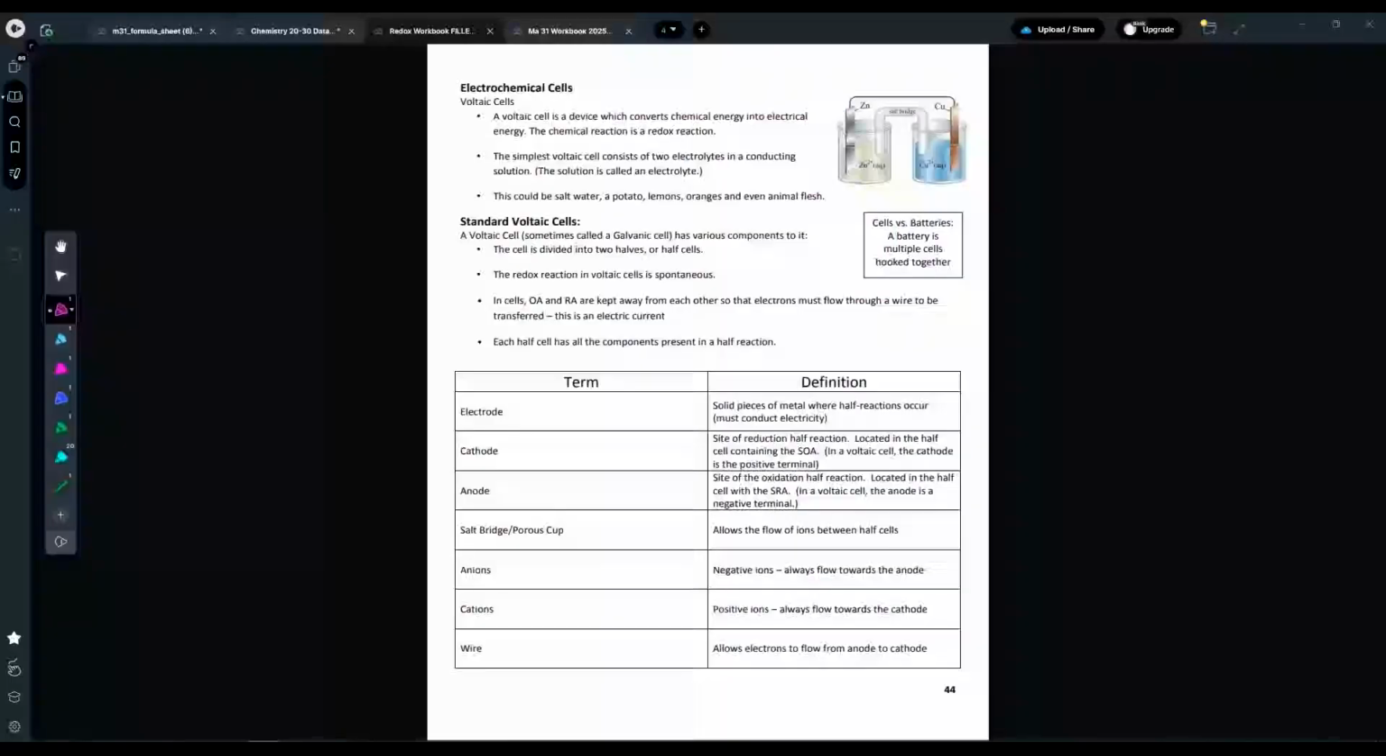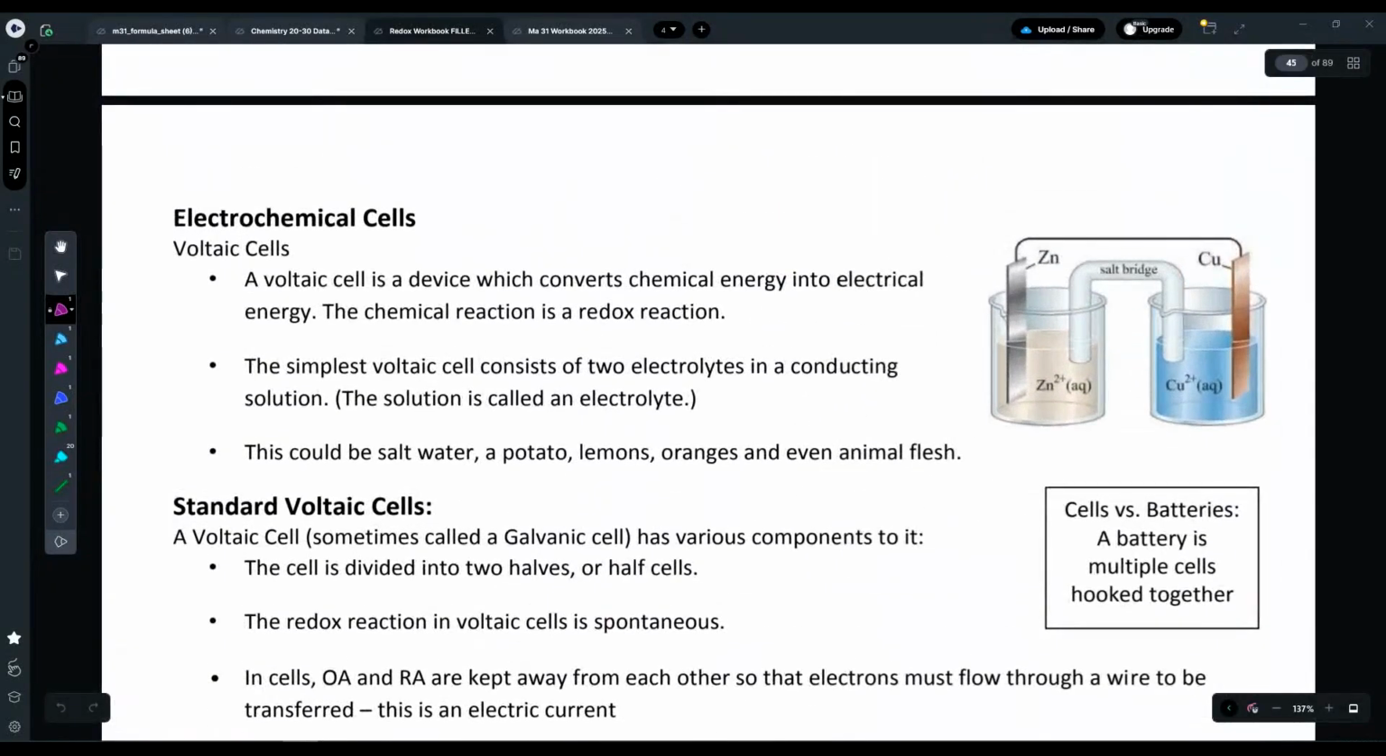In this video, we're going to introduce electrochemical cells. There's two types of electrochemical cells. There's Voltaic cells, and then there's electrolytic cells. But for today, we're going to go over Voltaic cells specifically. So a Voltaic cell is a device which converts chemical energy into electrical energy.